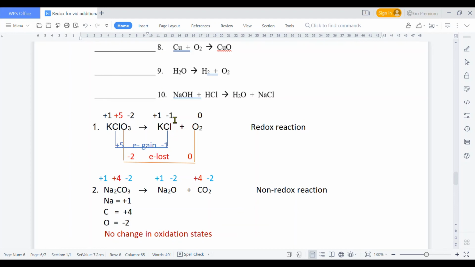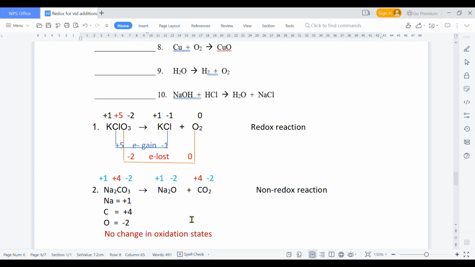Chloride ion is -1, potassium ion is +1, and oxygen is 0. So look, is chlorine and chlorine a change? Yes, 5 to -1. Oxygen changes from -2 to 0. So if there is a change in the oxidation states, it is a redox reaction. Okay?